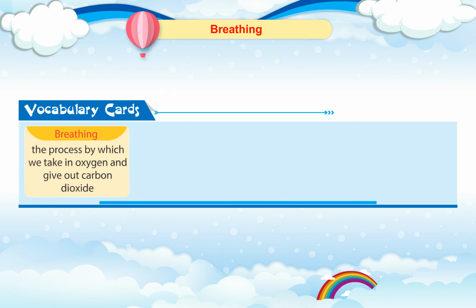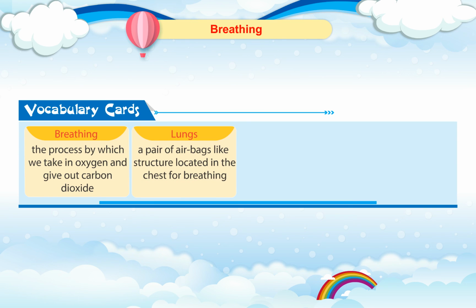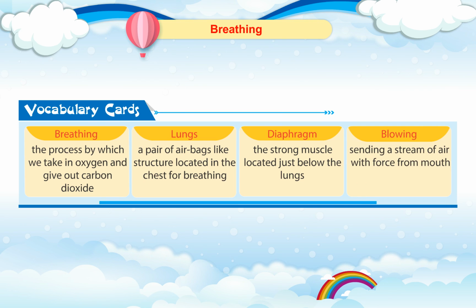Vocabulary cards. Breathing, the process by which we take in oxygen and give out carbon dioxide. Lungs, a pair of airbag-like structures located in the chest for breathing. Diaphragm, the strong muscle located just below the lungs. Blowing, sending a stream of air with force from mouth.